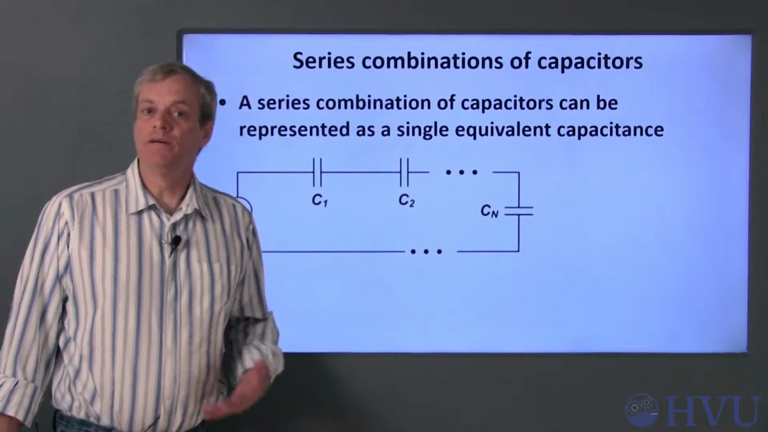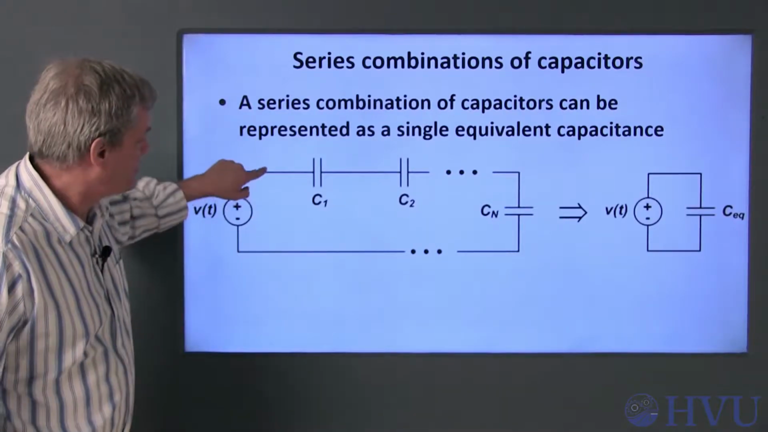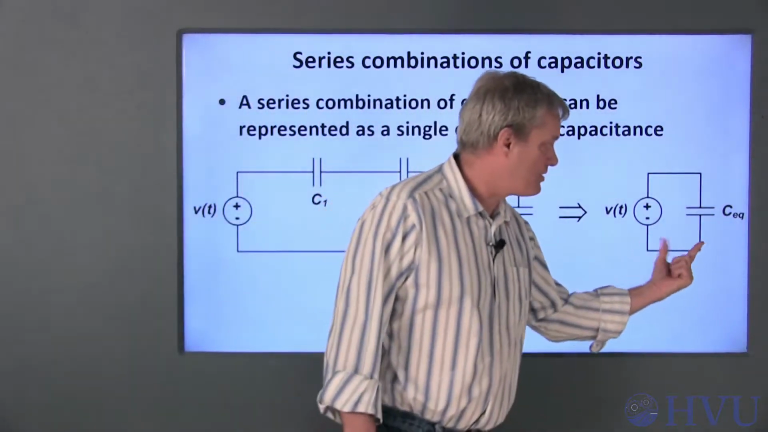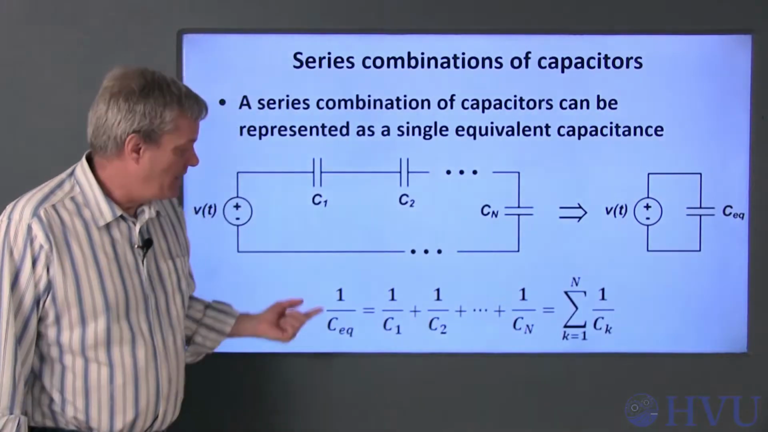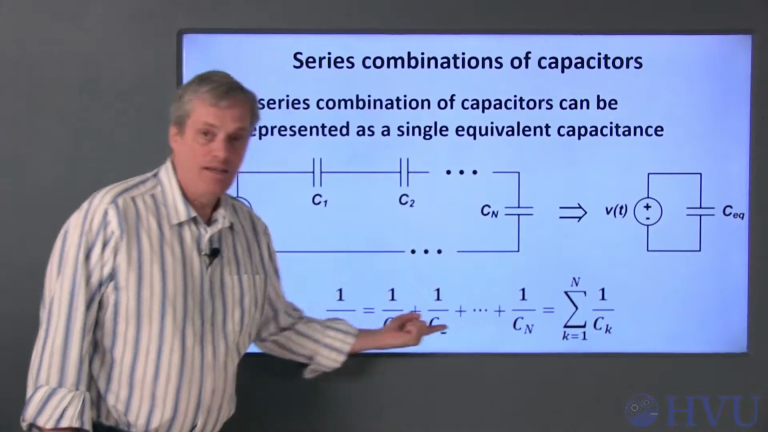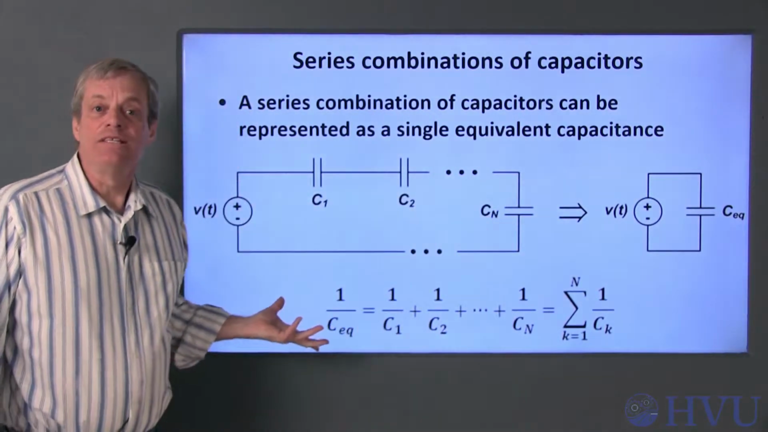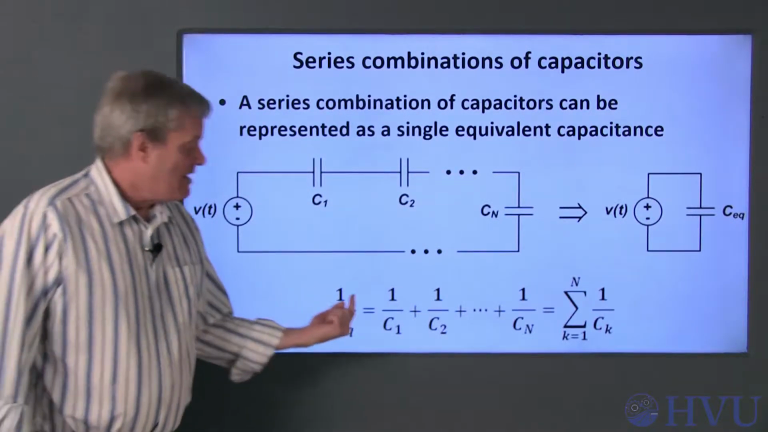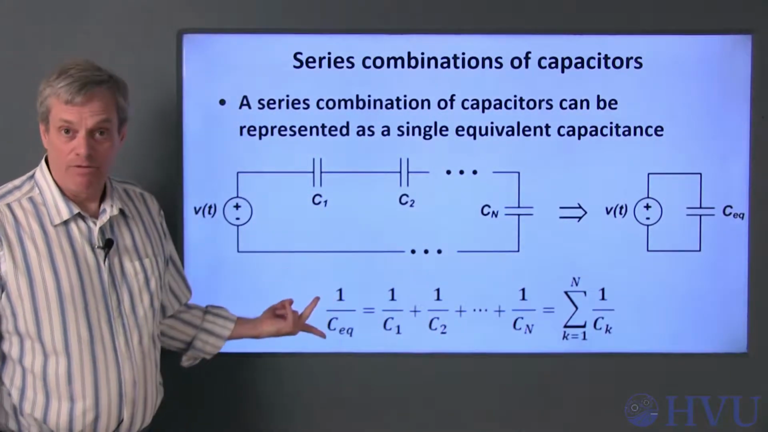Capacitors in series can be combined into a single equivalent capacitance. From the standpoint of a voltage-current relationship at these terminals, this circuit is equivalent to this circuit, which has a single equivalent capacitance. I just have to choose the inverse of this equivalent capacitance to be the sum of the inverses of the individual capacitances in this circuit. Capacitors in series can be combined in much the same way as resistors in parallel. Invert the individual capacitances, add up the inverses, and then invert that result.